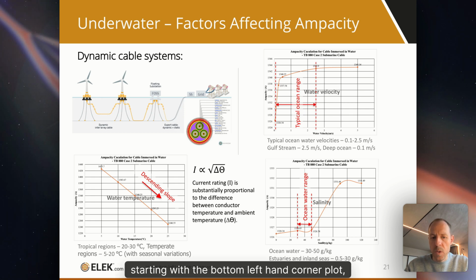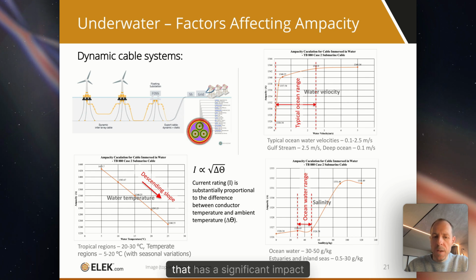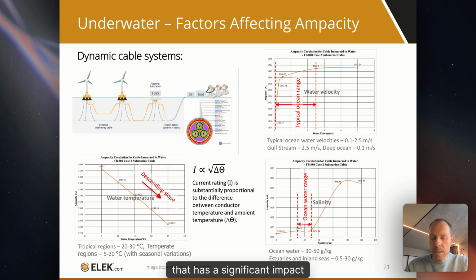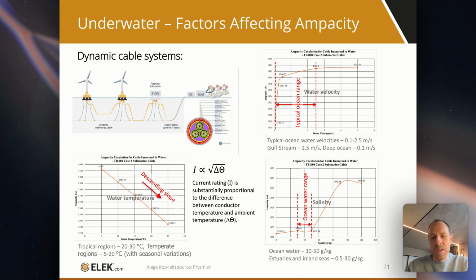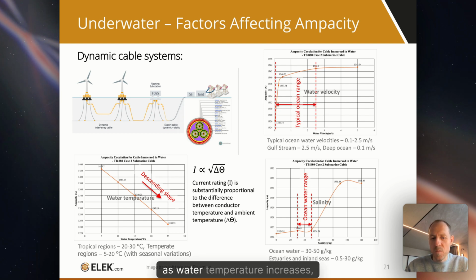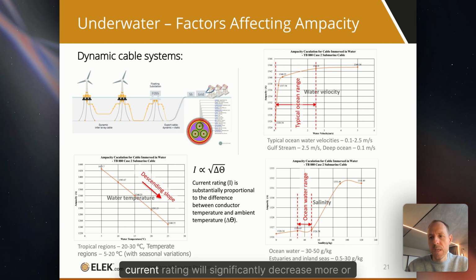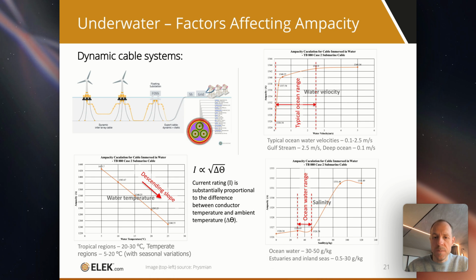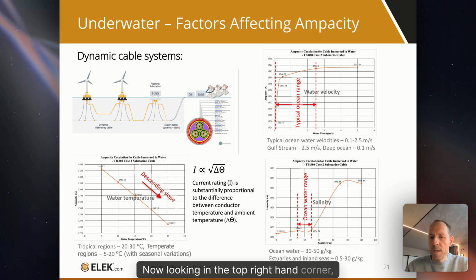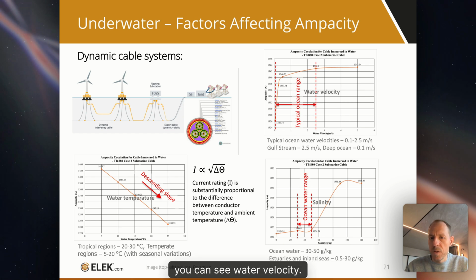starting with the bottom left-hand corner plot, we've got water temperature. That has a significant impact on the current rating. So starting from left to right, as water temperature increases, current rating will significantly decrease in a linear fashion. Now, looking in the top right-hand corner, you can see water velocity.